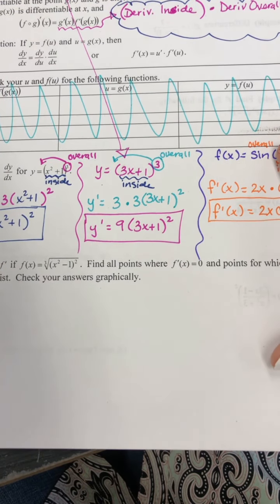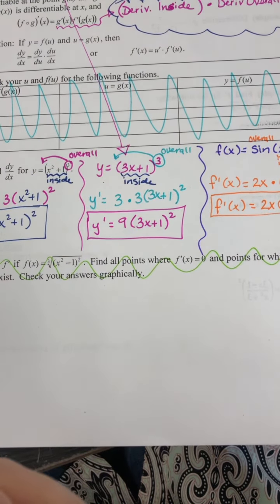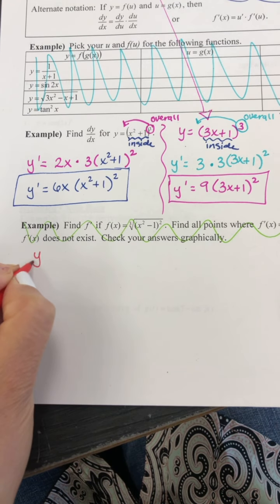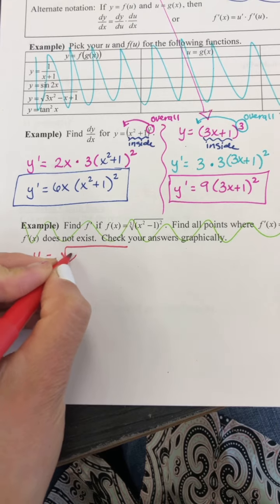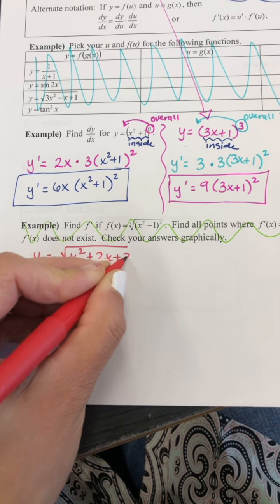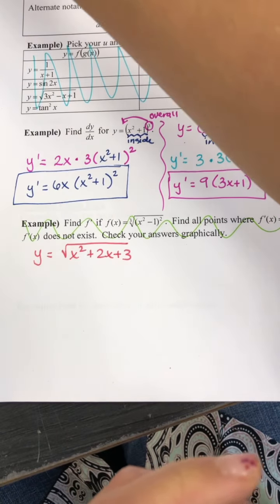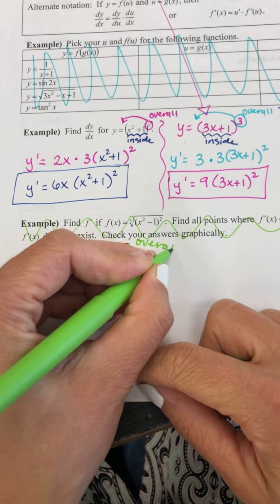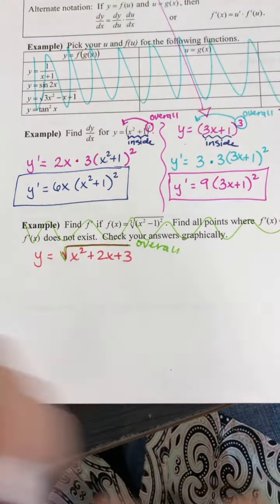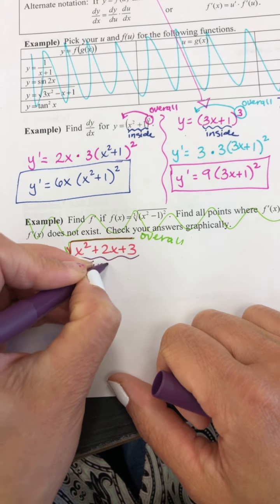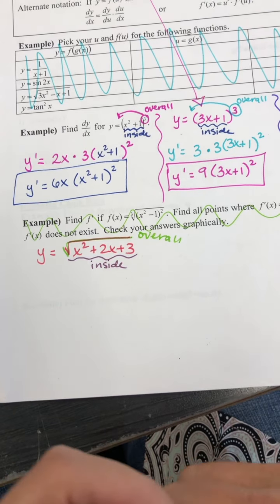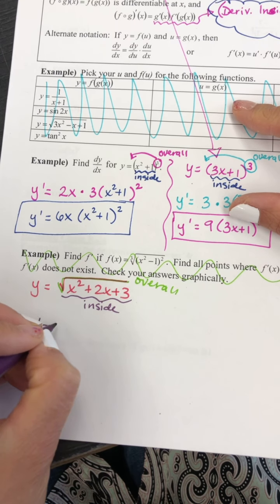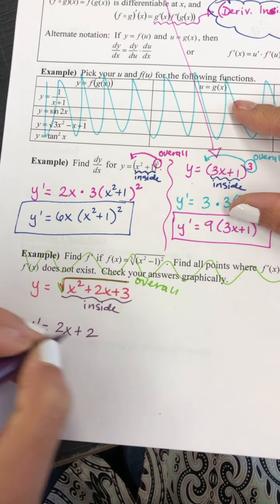Okay, and then we'll bring the last one down here. We're not gonna do this example, so we can cross this out. And we'll do y equals the square root of x squared plus 2x plus 3. Okay, well, the square root, this is our overall. And obviously the x squared plus 2x plus 3, this is my inside. I'll use this pen. So I need to take the derivative of the inside using power rule. That would be 2x plus 2, okay?